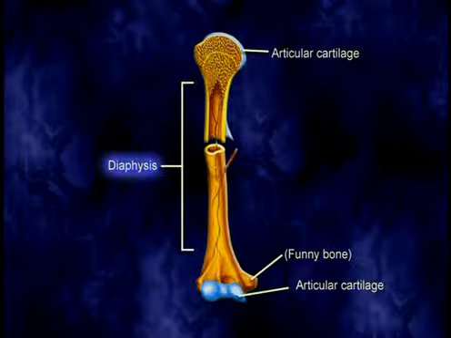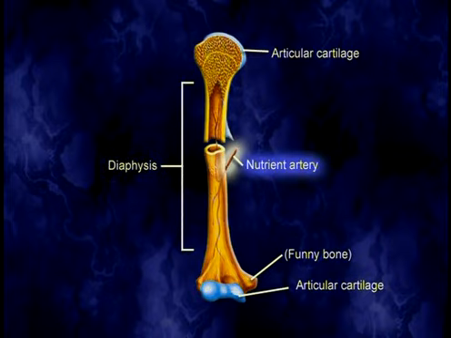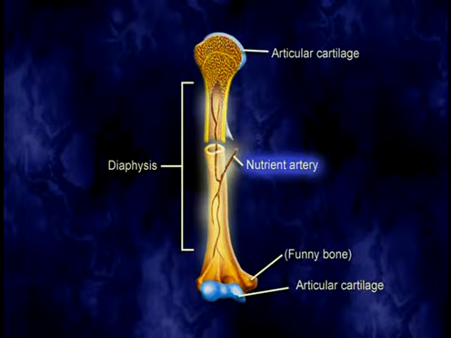bone doesn't grow anymore. It is penetrated by a nutrient artery that goes to the inside, the marrow cavity. And if you look here carefully, you'll see this vessel going up and down and supplying both ends of the bone.